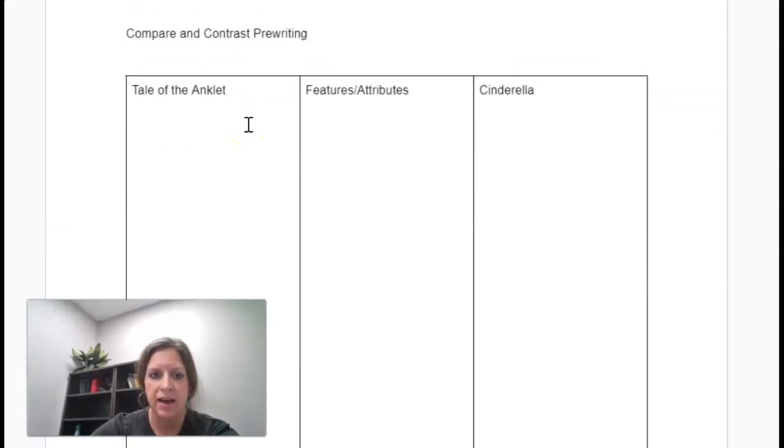And then on the back, because we did all of the pre-writing for both essays, this one has features and attributes. One of them that we talked about was the wicked stepsisters, or wicked sisters. Over here, they're really half-sisters. Over here, they're stepsisters. We talked about what they did, what they looked like, all of that. And then we'll use this to build our thesis next week.